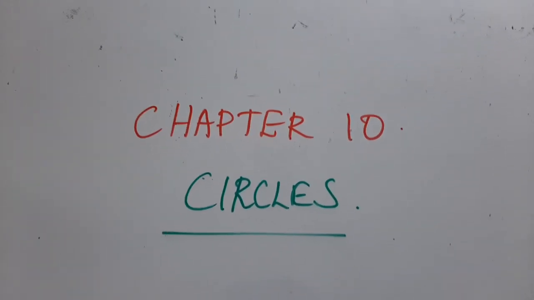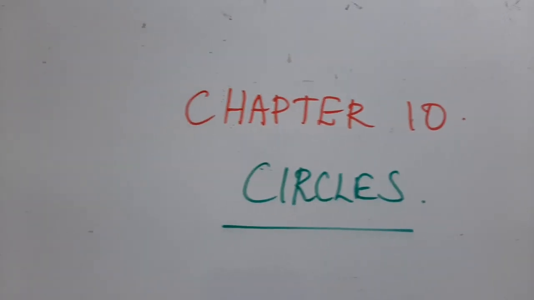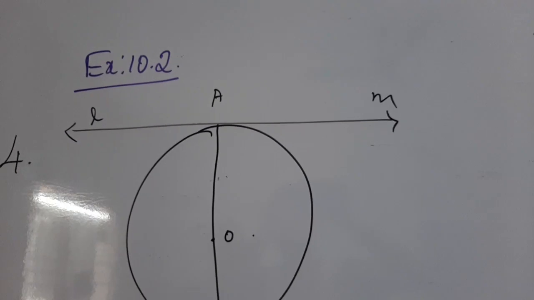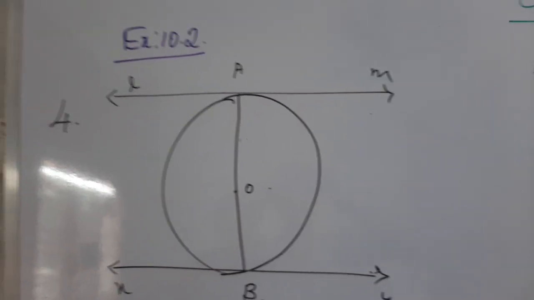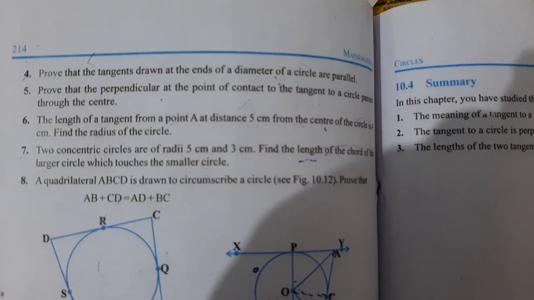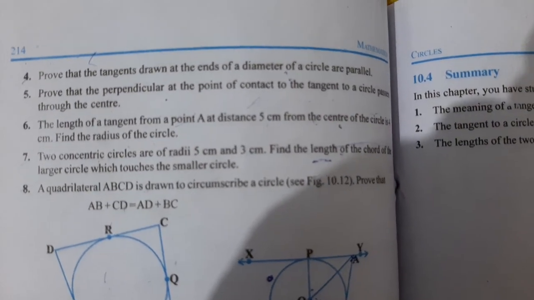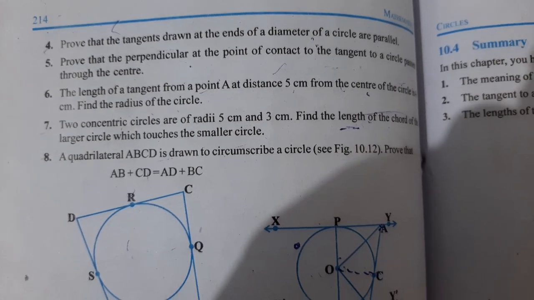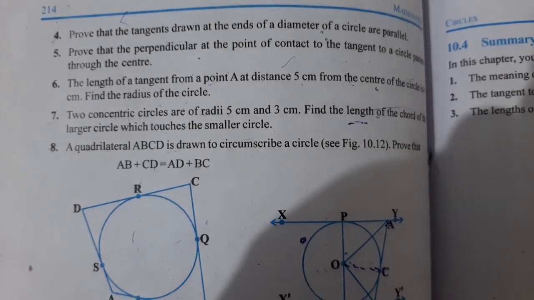We are going to see chapter 10 circles, exercise 10.2, question number 4 and 5 in this video. Let's read what is given in question number 4. Prove that the tangents drawn at the ends of a diameter of a circle are parallel.